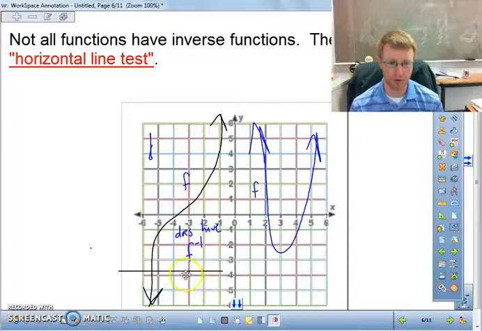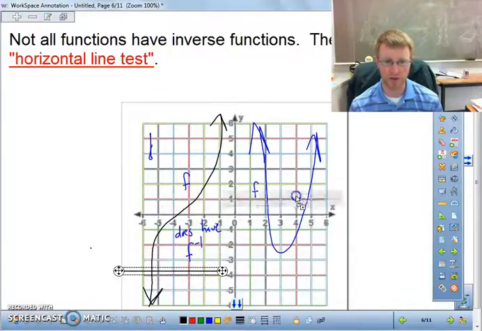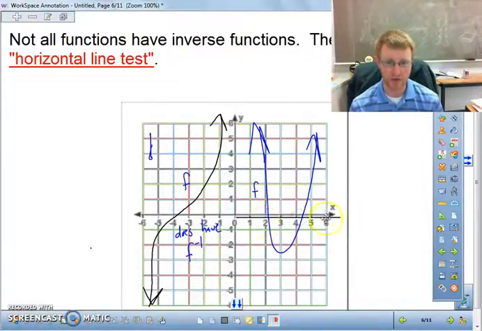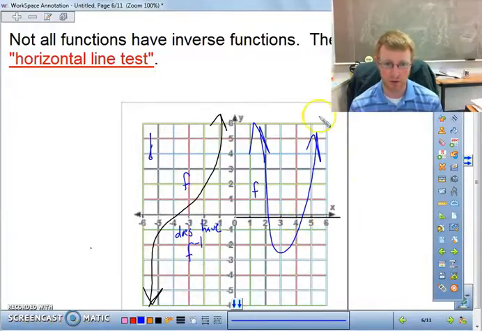And now when we do our parabola, we bring this over, and again, right away you should see that it's going through more than one point. So as soon as you see that it's going through more than one point, you would say it does not have an inverse.